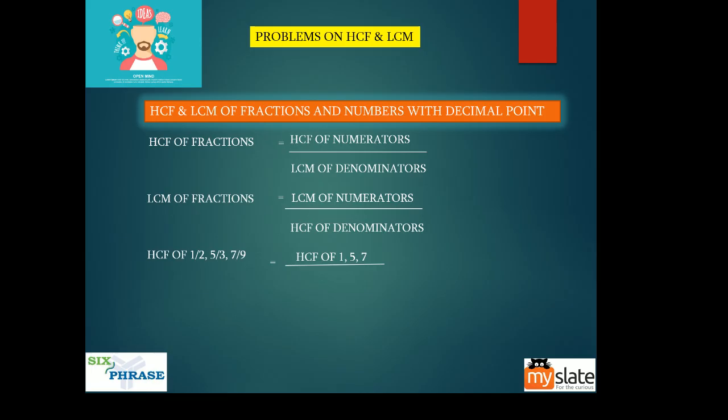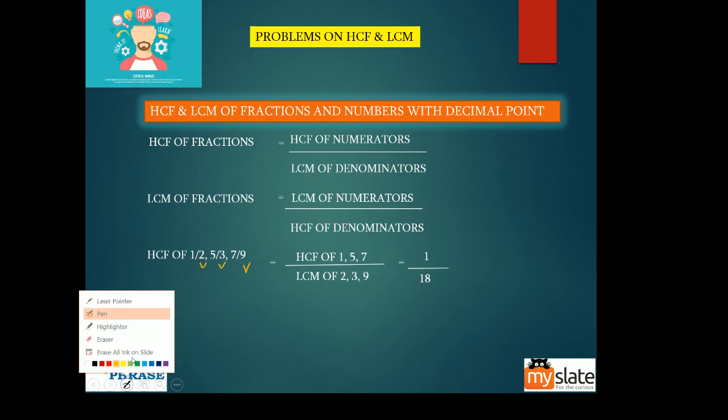Divided by LCM of denominators. So what are the denominators? 2, 3, 9. So LCM of 2, 3 and 9. HCF of 1, 5, 7 is equal to 1. LCM of 2, 3, 9 is 18. So the answer for this is 1 by 18.